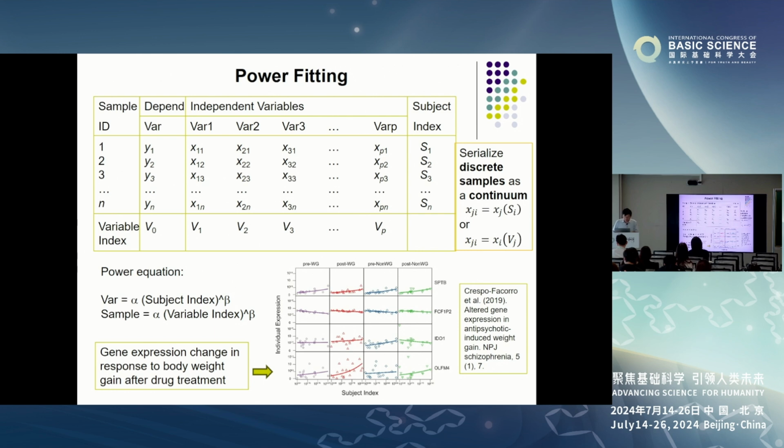Okay, so we randomly pick up data, and we see whether or not this relationship can be fit by a power law like this. So you can see exactly that you can fit by a power law. Each dot represents a gene, and the x-axis is the subject index, that's individual gene expression. You can see they fit very well.